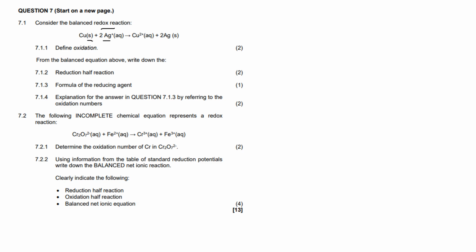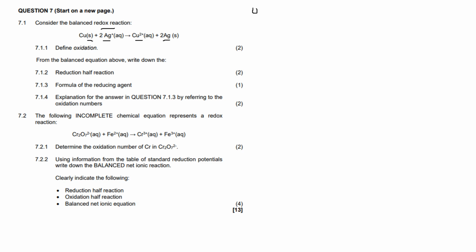and they're telling us it's copper, written with 2Ag plus, and it's forming Cu2 plus and 2Ag. First things first, you must ask yourself, between Cu and Ag, who's undergoing oxidation and who's undergoing reduction?